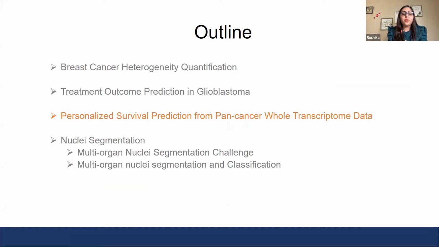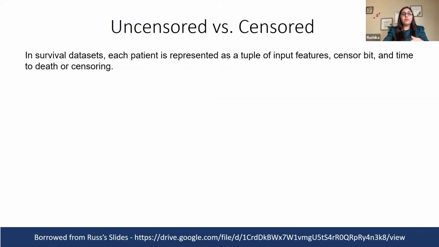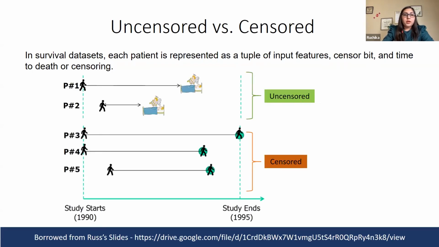After that, I'm going to talk about my third project, which is personalized survival prediction from pan-cancer whole transcriptome data. This work is ongoing with Professor S. Greiner. In survival prediction, usually our objective is to predict when an event is likely to happen. But this is not a simple regression problem, because in survival prediction, we also have a censor bit along with the input features as well as the time to event, which is time to death here. The censor bit is 0 or 1, depending upon whether a patient is uncensored or censored. I'll talk about what these terminologies are.